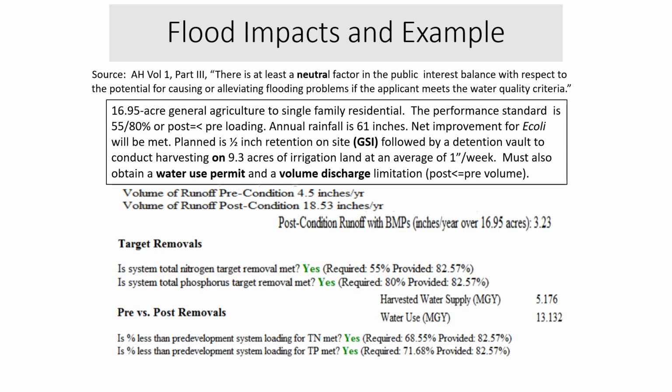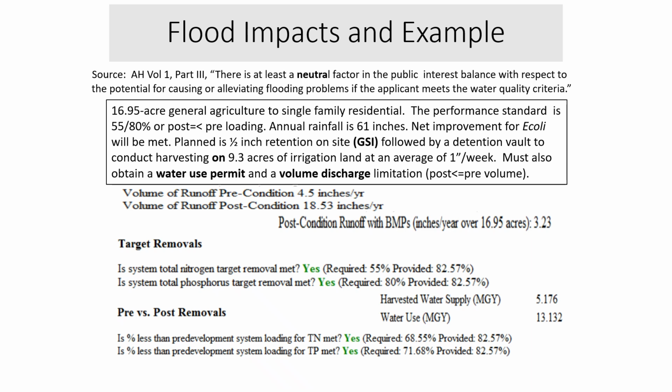However, with planned BMPs, we see a substantial improvement. The project aims for a net improvement in E. coli and includes features like half an inch of retention on-site using green stormwater infrastructure, followed by a detention vault. This vault will facilitate water harvesting for irrigation on 9.3 acres of land at an average rate of 1 inch per week. As a result of these BMPs, the post-condition discharge is projected to be only 3.23 inches per year, which is even less than the pre-development agricultural condition.